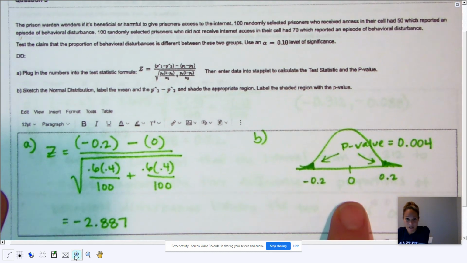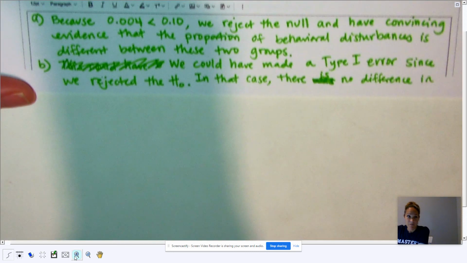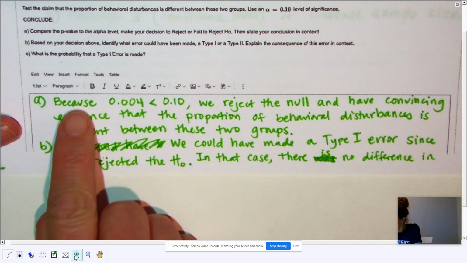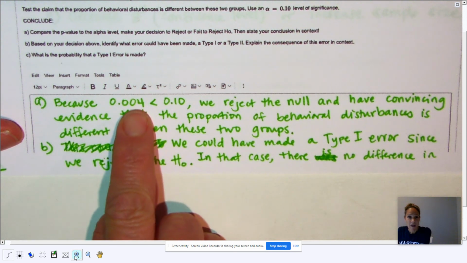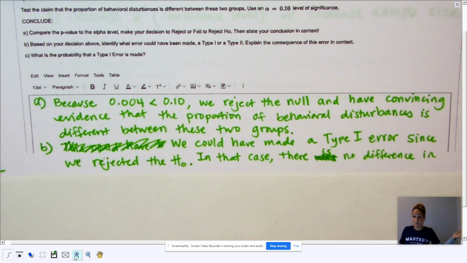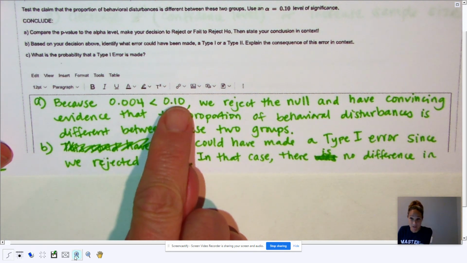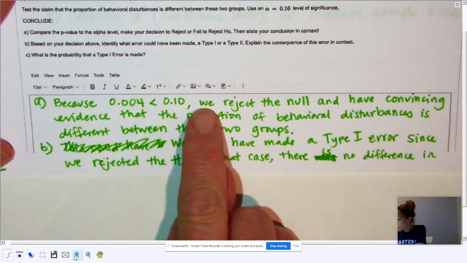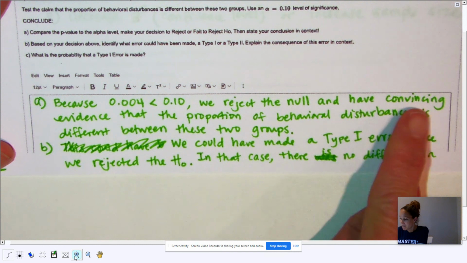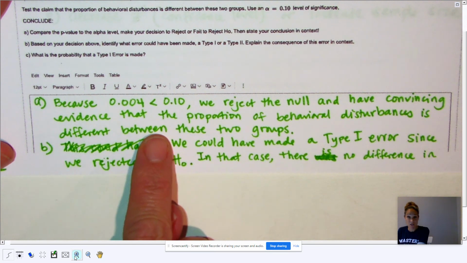And so as you can see, I drew my little picture and I labeled the p-value. And so now we need to make a conclusion. So the question was, compare the p-value to your alpha level. Well, anything that's greater than 10%, we're saying, hey, that could just happen by chance. But if it's less than 10%, we're going to suspect that something else might be going on. Okay, so because 0.004 is less than 10%, and by quite a bit, we reject the null and have convincing evidence that the proportion of behavioral disturbances is different between the 2 groups.